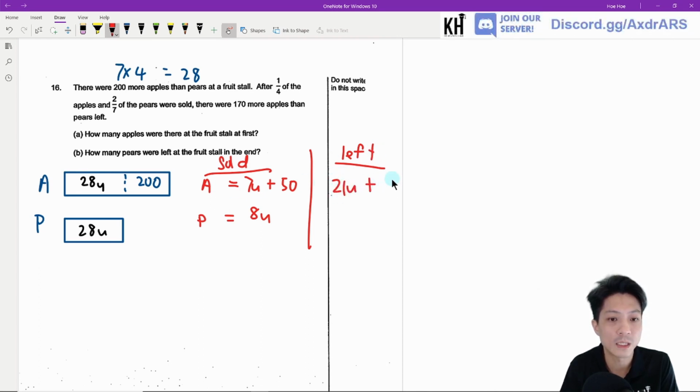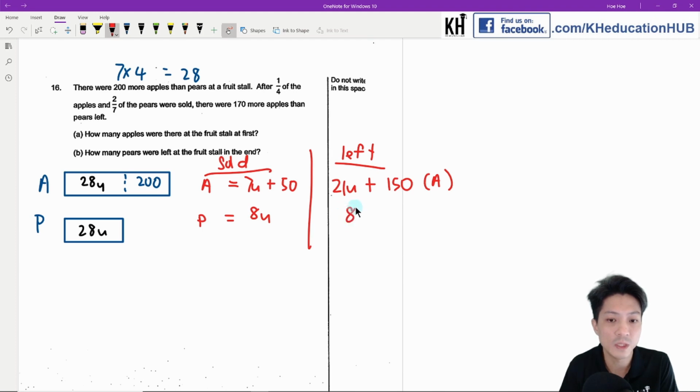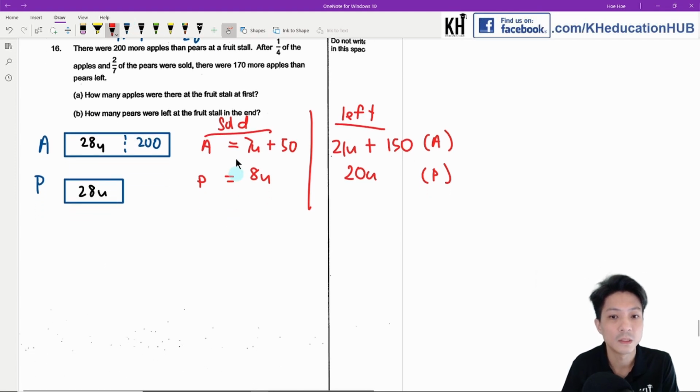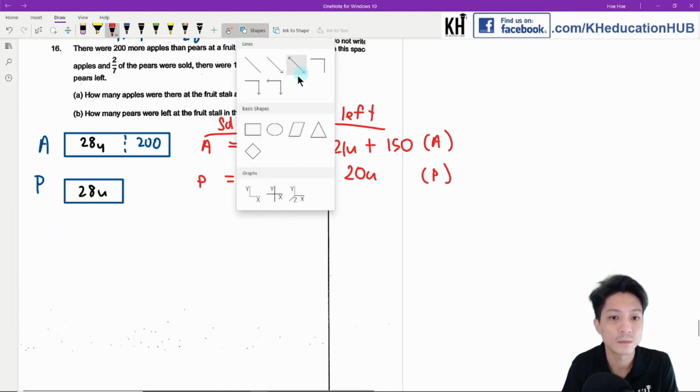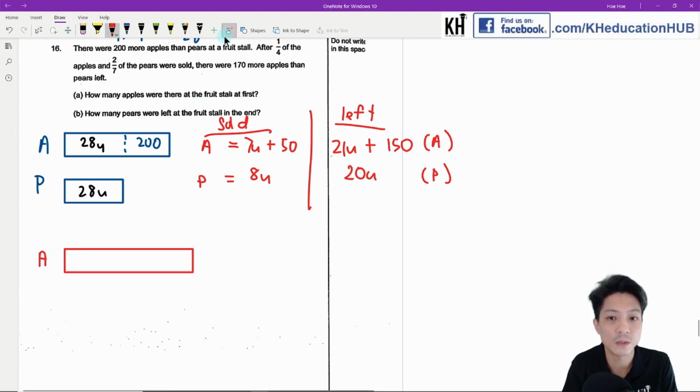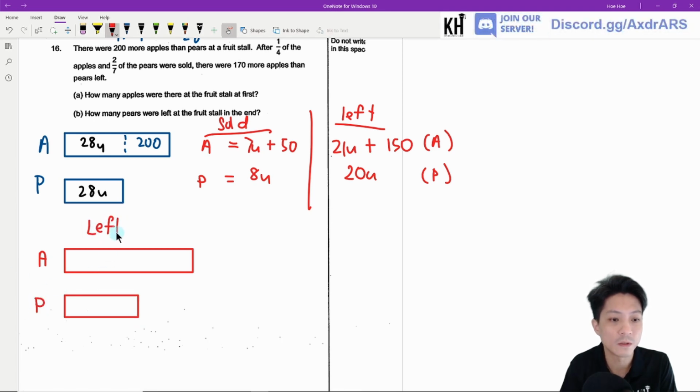21 units plus 150. This is for the apples, and for the pears it will be 20 units. At this point, if you need to draw a model, maybe I should draw a model below. They shouldn't be the same size. So this is apples, and the pears would be here. This is for what is left.